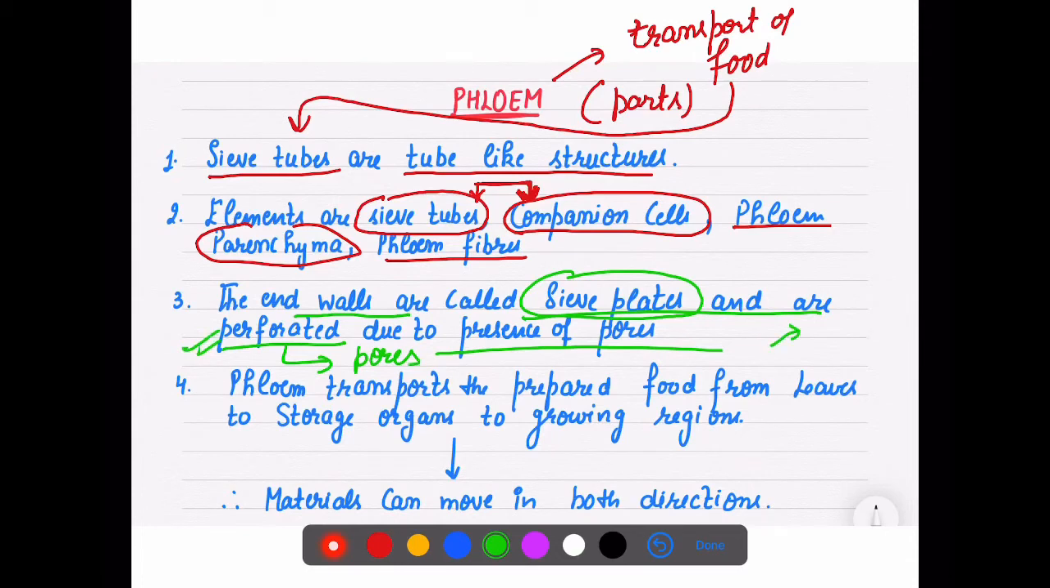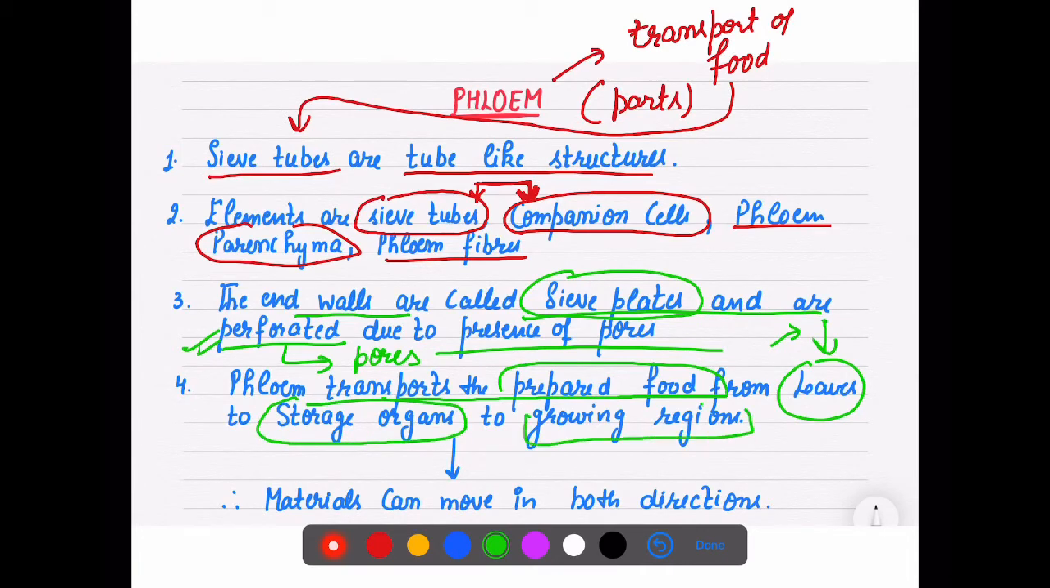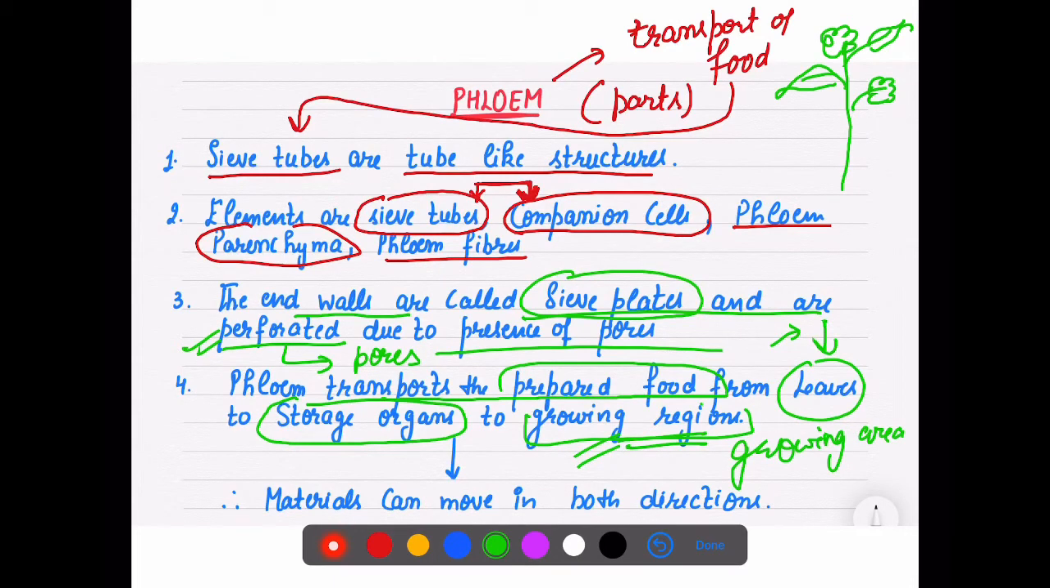And ultimately, what is their function? They transport the prepared food. Who makes the food in plants? Leaves. So they carry the food from leaves to the storage organs, as well as to the growing areas of the plant. Suppose it is a young plant, and these fruits as well as these buds are growing ones. To those growing areas, food is required. That food is transported by the phloem, and in phloem the main role is played by the sieve tubes.